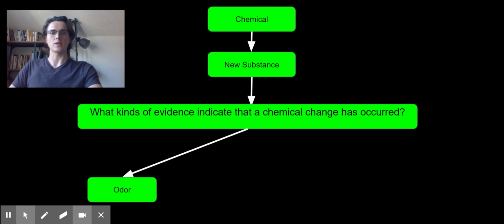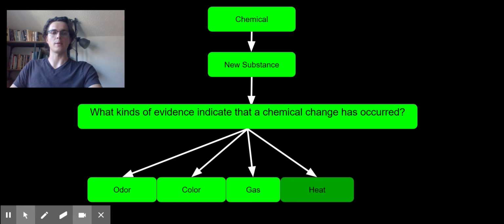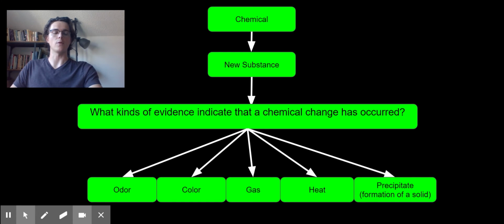So these are things that you don't need any instruments to measure. You can smell a chemical change occurring, like cookies in the oven. A change in color might be happening. A gas might be forming. Heat might be released. And finally, the formation of a solid might occur, which is called precipitate.